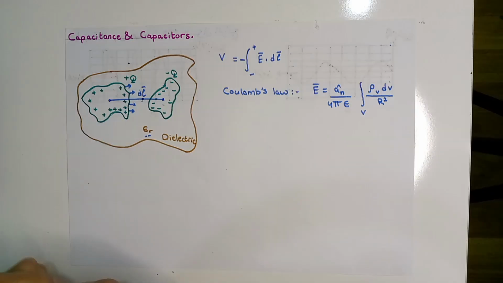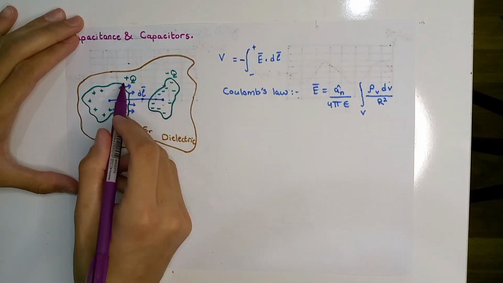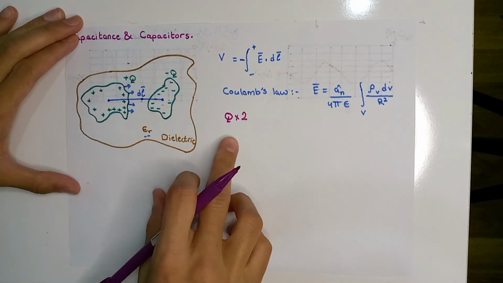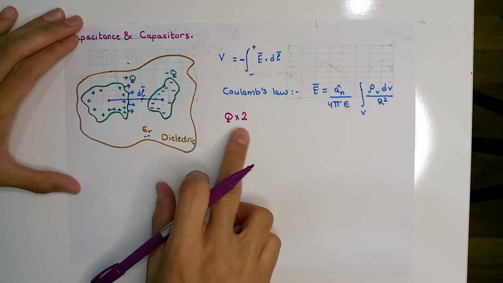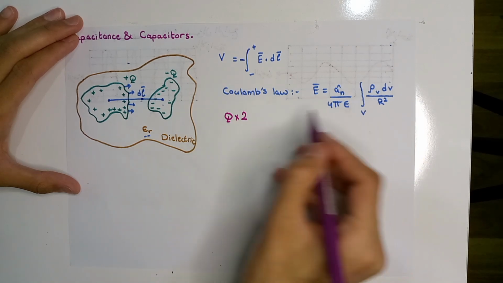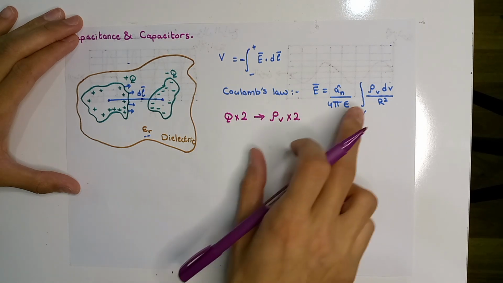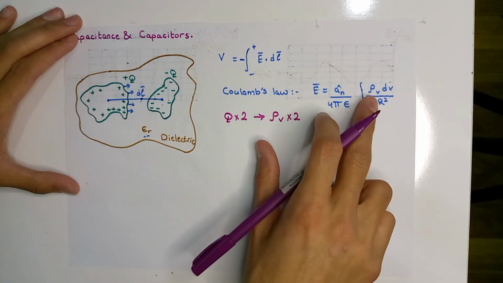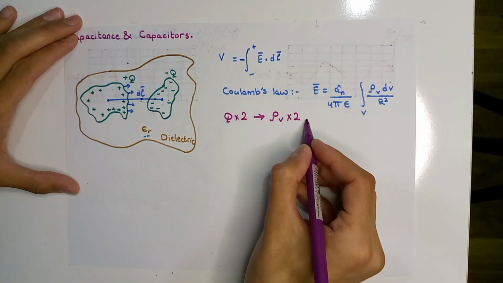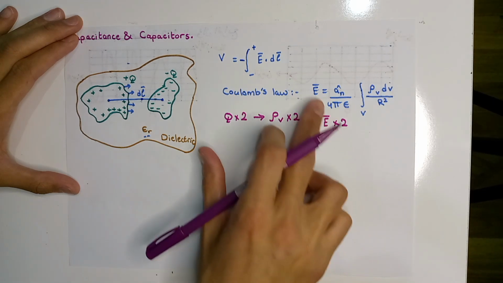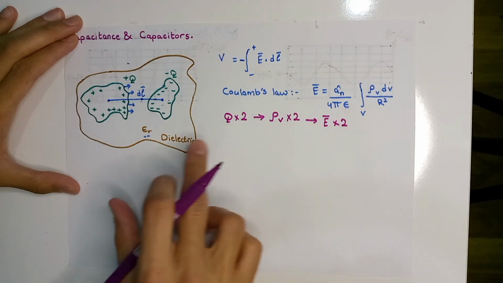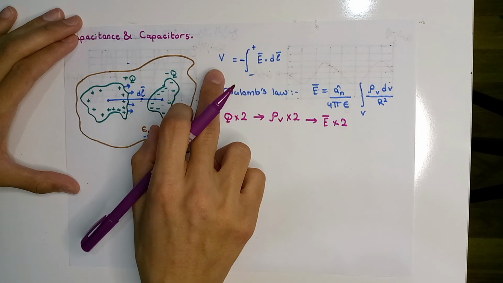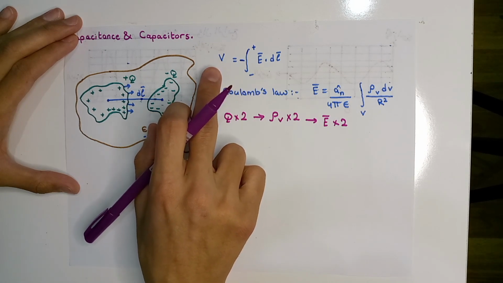square distance. Now, if I told you that we doubled the charge on each of these two conductors, okay, what will happen in this case? If we double the charge on these conductors, also the charge density is going to be doubled. And if we double the charge density, the electric field also is going to be doubled because it is a function of the charge density. Okay, and it's going to be doubled by taking into consideration that this dielectric is linear. Okay, by doubling the electric field according to this equation, the electric potential is going to be also doubled.